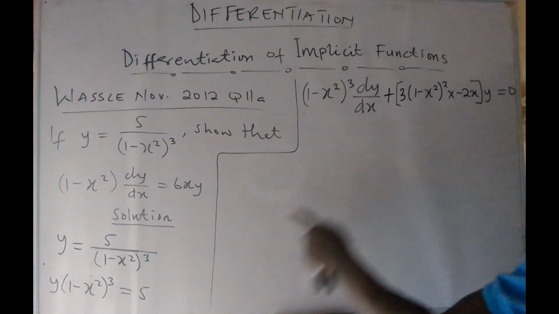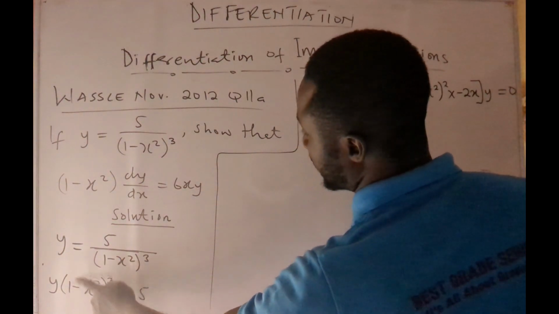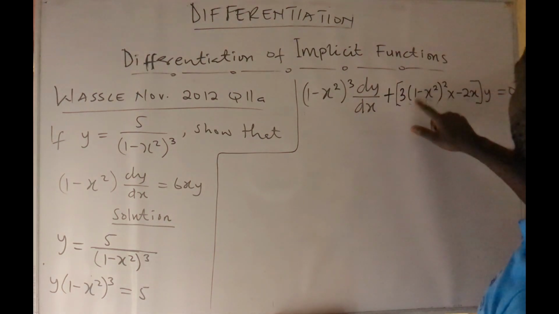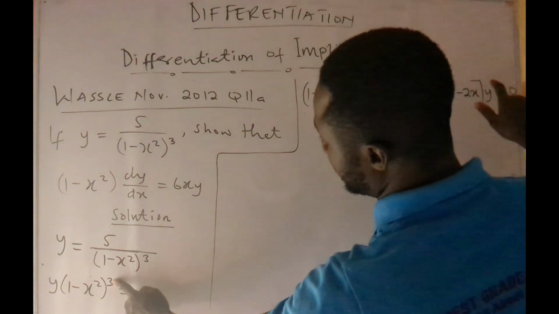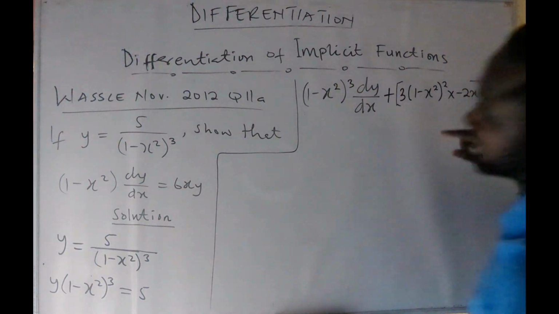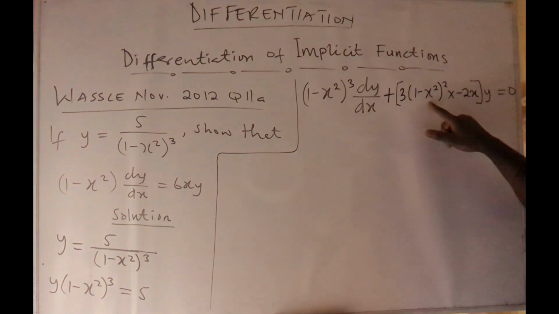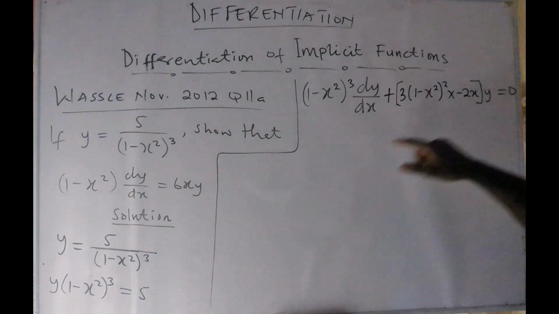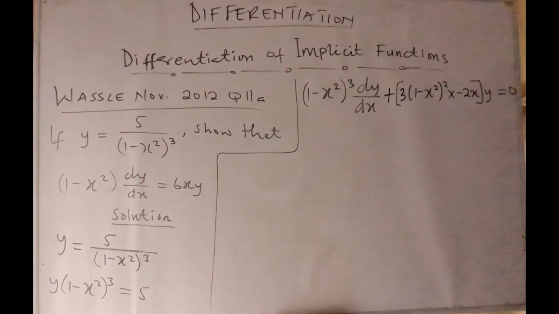So with the differentiation of (1 minus x squared) to the exponent of 3, 3 will come here, and then we'll multiply (1 minus x squared). Then you subtract 1 from the exponent to give you exponent 2. After that, you multiply by the differentiation of 1 minus x squared, which will give you minus 2x. All right. Then you multiply by the y, put it to 0.